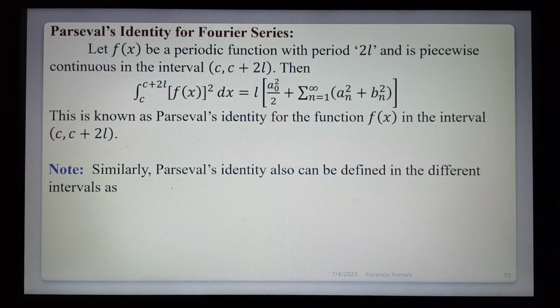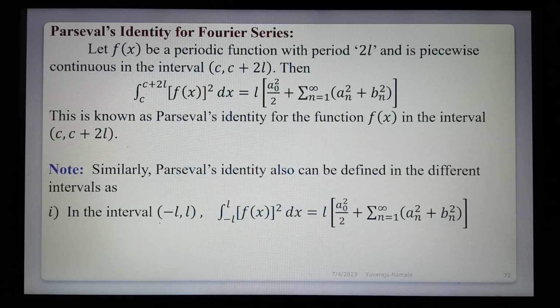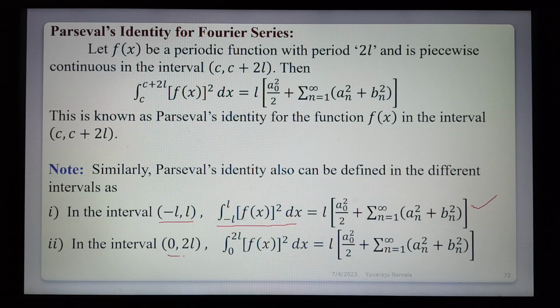Similarly, Parseval's identity can also be defined in the different intervals. This is the first interval, minus l comma l. Only the integration changes and the remaining is the same: minus l to l f of x whole square dx. The right side is the same. Similarly in the interval 0 comma 2l, it is 0 to 2l f of x whole square into dx. The right side is the same. Okay, for the remaining, minus pi comma pi and 0 comma 2 pi, l is replaced by pi. That's all, the same formula.